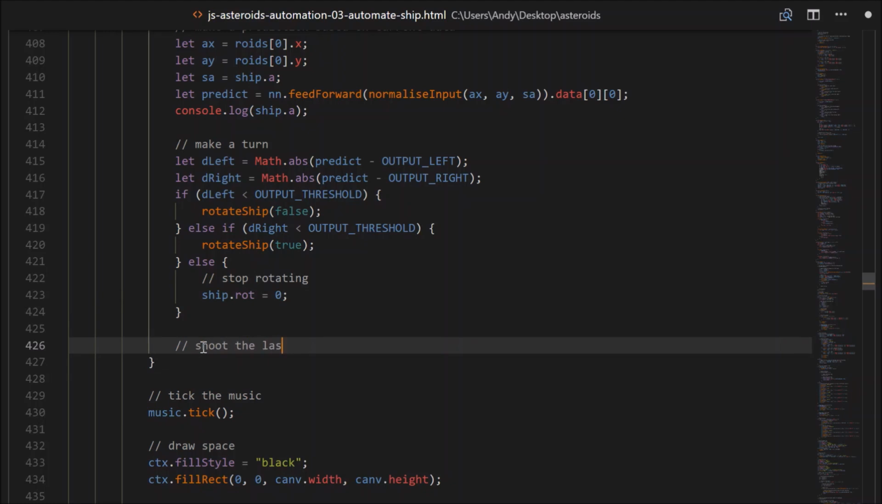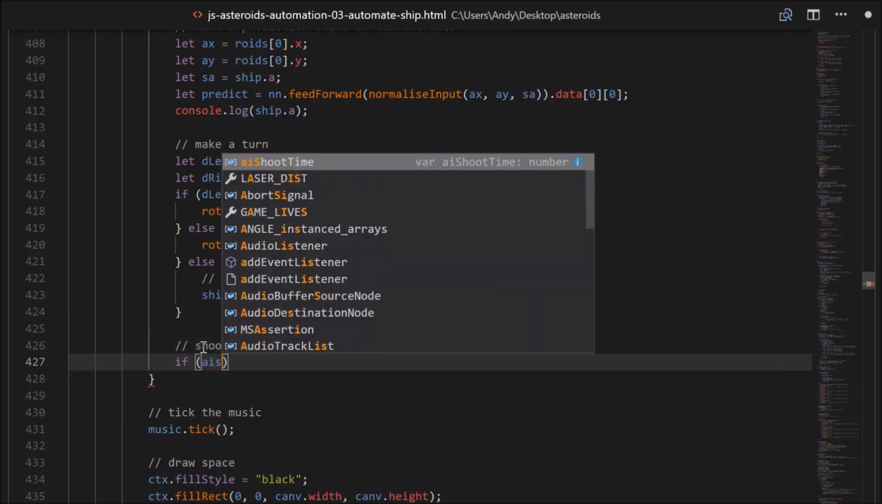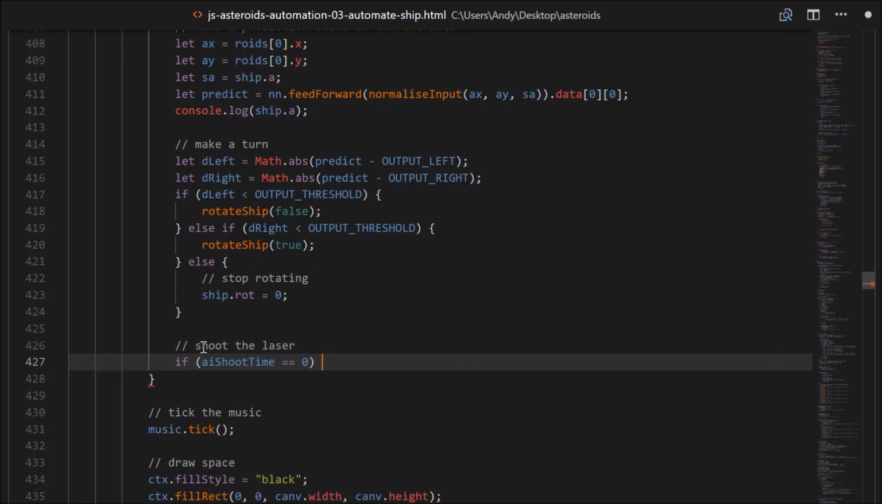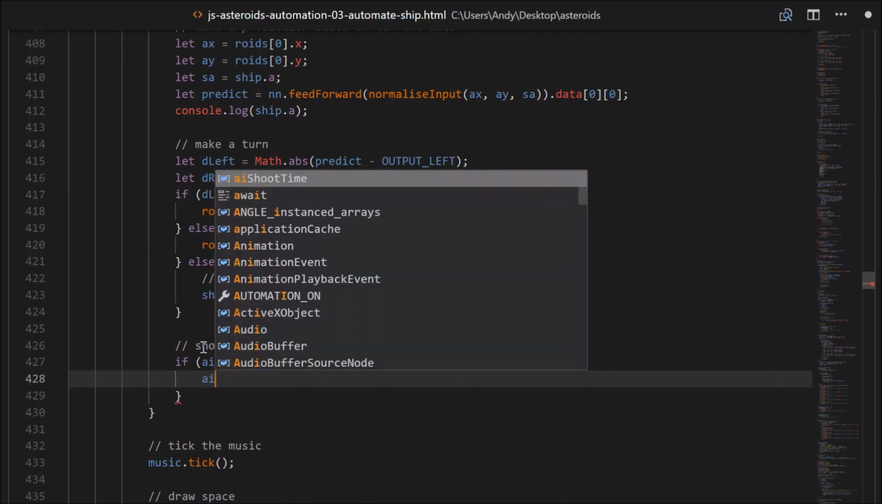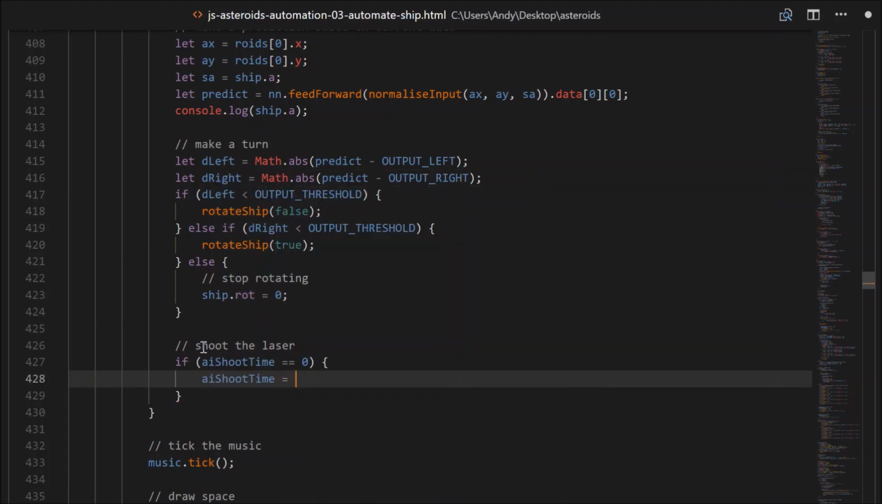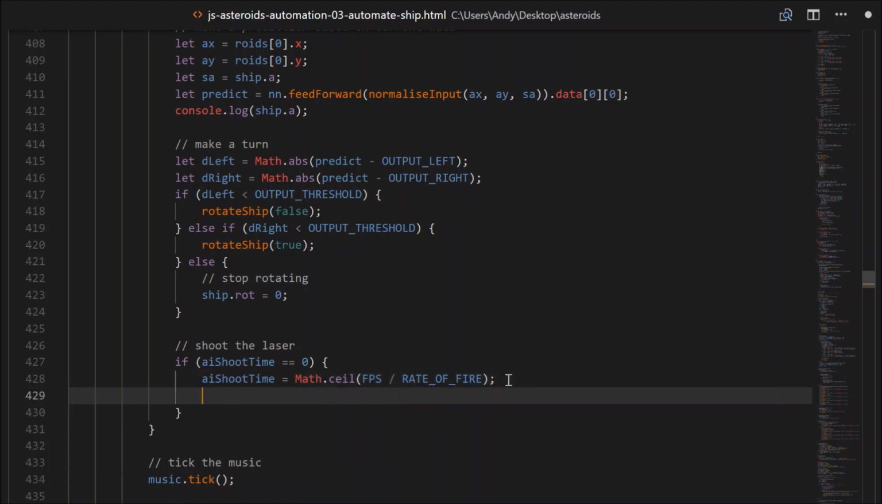So shoot the laser. If AI shoot time equals 0, which it'll start at, then we want to reset that AI shoot time. AI shoot time will equal the frame rate divided by the rate of fire. I think we should find the ceiling of that, Math.ceil. So if we had a frame rate of 30 divided by the rate of fire of 5, every 6 frames we'll shoot. If it was 10, so 30 divided by 10, we'd be shooting every 3rd frame, so quite quickly. We'll need to shoot the laser.